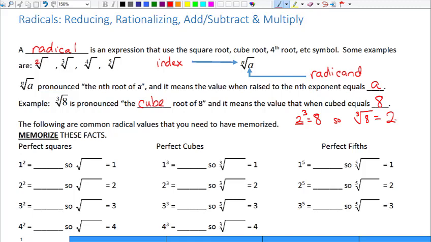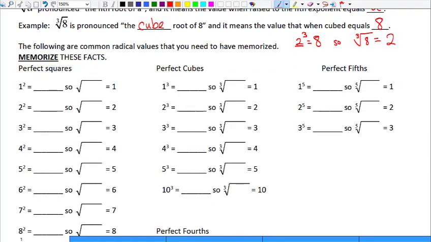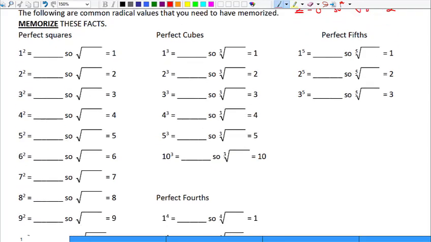Now we have a lot of perfect squares, cubes, fourths, and fifths that we use quite a bit, so you want to memorize these facts. So let's get you started on a couple, and then I'm just going to pause the video and let you fill them in. So on perfect squares, because 1 squared is 1, the square root of 1 is 1. 2 squared is 4, therefore the square root of 4 is 2. 3 squared is 9, therefore the square root of 9 is 3. And a lot of these numbers you've seen on your multiplication tables and such. Okay, I'll go ahead and fill the rest in a minute.